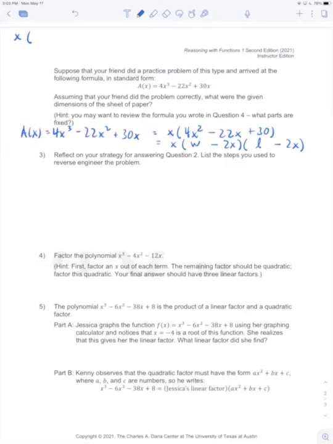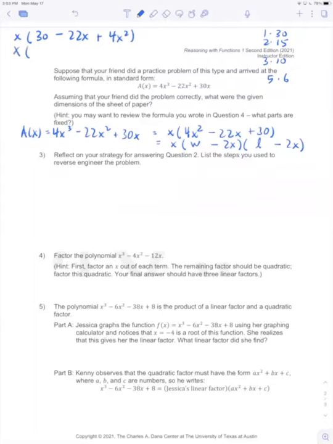So why don't we look at the factors of 30? We have 1 times 30, 2 times 15, 3 times 10, and 5 times 6. I'm going to put an intermediate step in here, and write the 30 first, and then the minus 22x second, and then plus 4x squared.